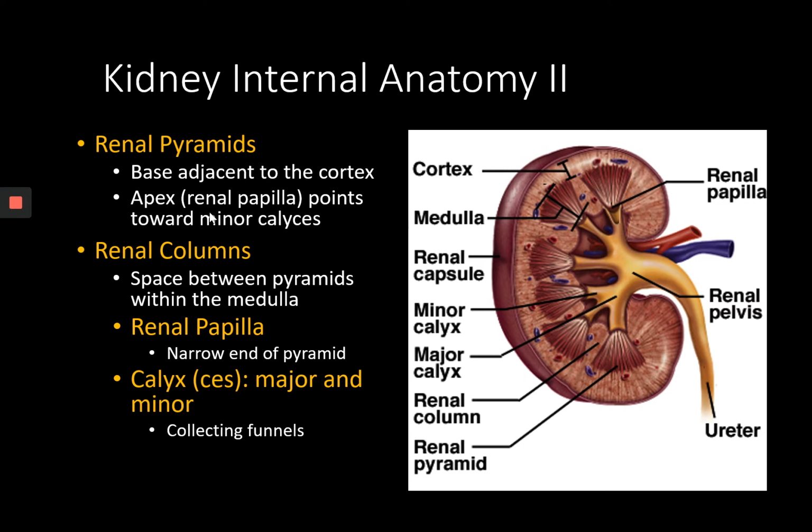Again, you have another quick array of those structures we looked at. Renal pyramids, base, apex, it's called a renal papilla. Renal columns between the pyramids. More on that papilla, more on the calyces.